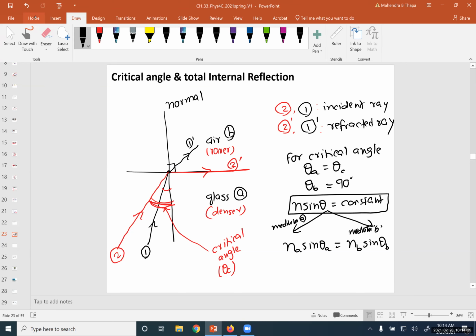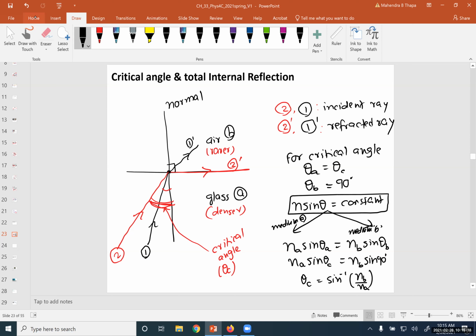So in our case, NA is the refractive index of glass. So just write NA. Sine theta A is replaced by sine theta C, and NB times sine theta B is replaced by NB times sine 90 degrees. Okay, so you know that the value of sine 90 is 1, so if I do some simplification, we can write theta C equals sine inverse of NB over NA.